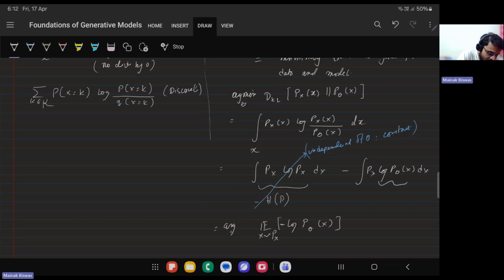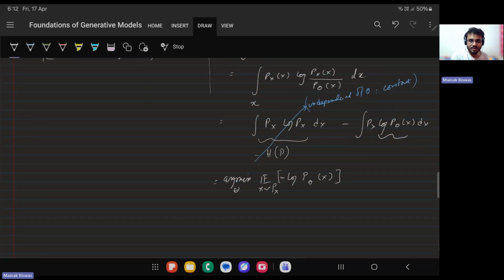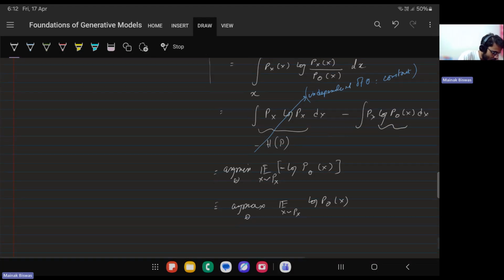And this is arg min over theta. If you have a negative sign, if I consume the negative, this is equivalent to writing arg max of theta, the expected value of x in px, log of p theta of x, right? So these are equivalent things to write. So what did we just learn?